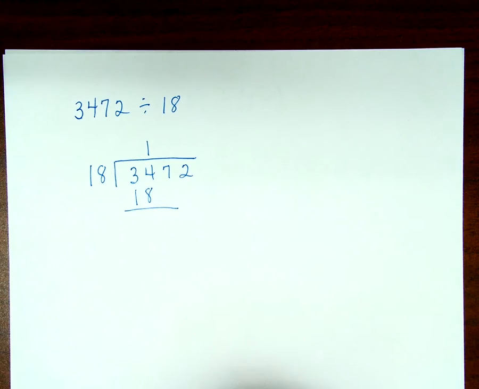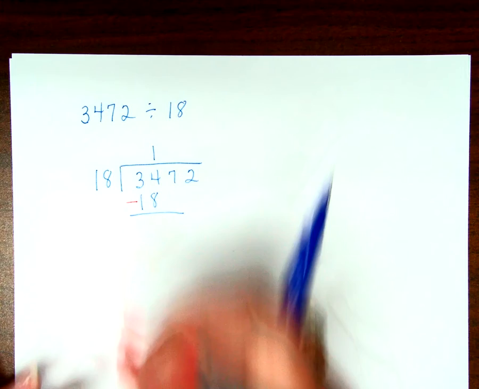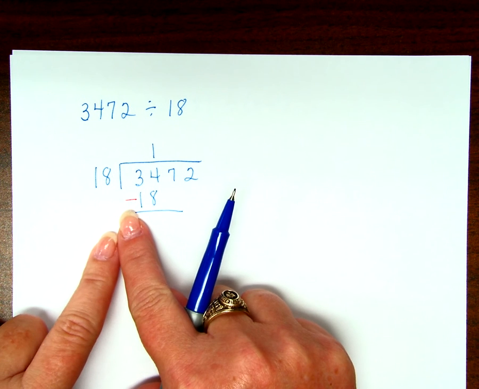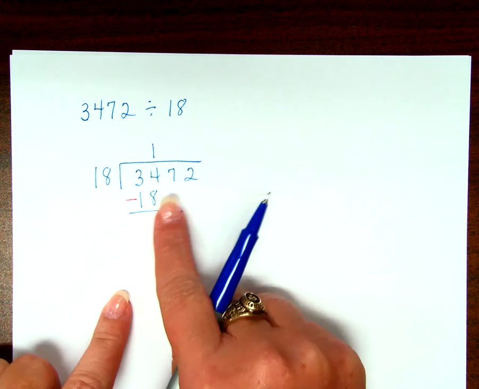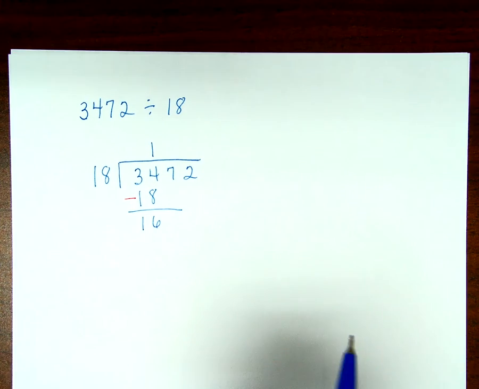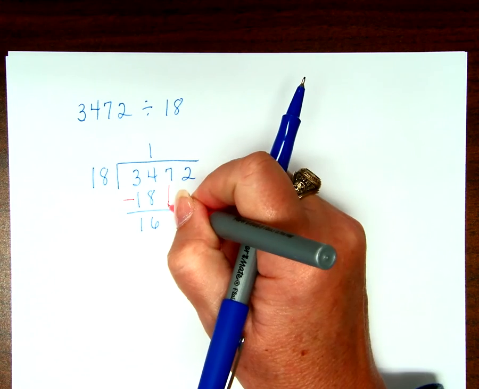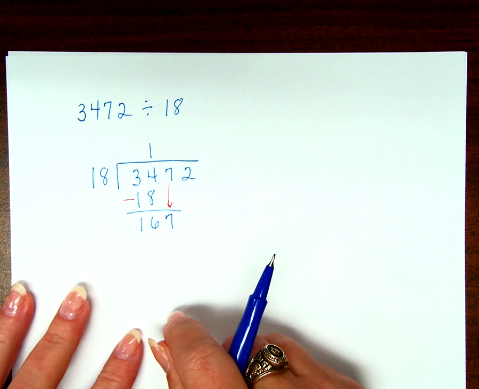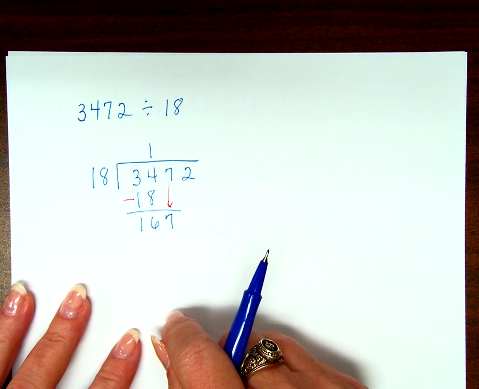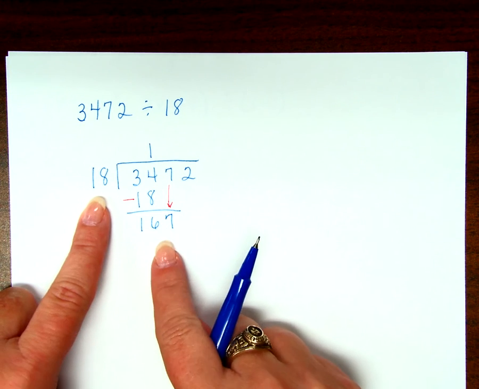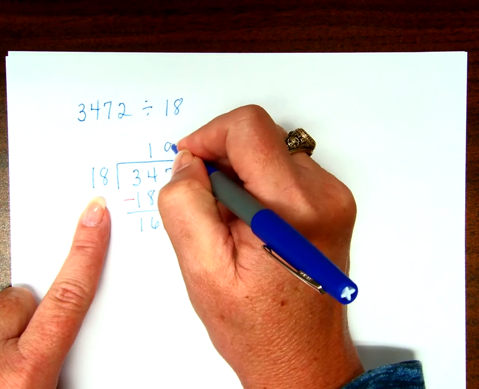And then you subtract. Notice I used a different color. Okay? You'll see why in a little bit, I hope. So what's 34 minus 18? 16. And then what? You bring down the 7, the next term, right? Now what? We just start over, right? How many times does 18 go into 167? 9. Good.